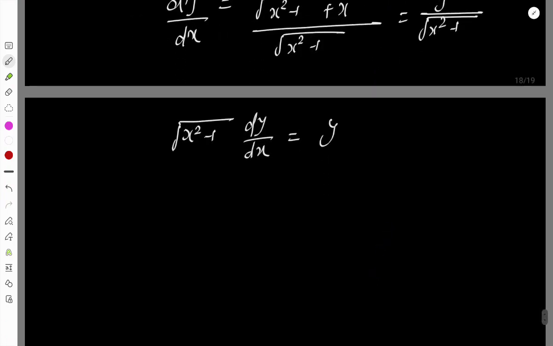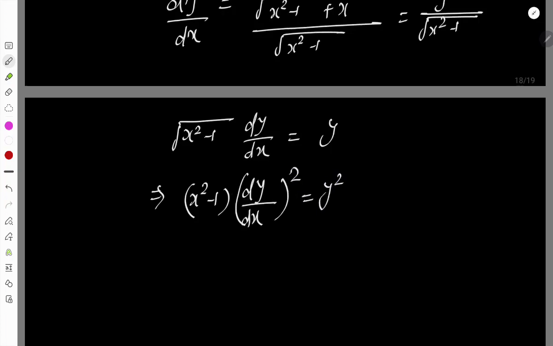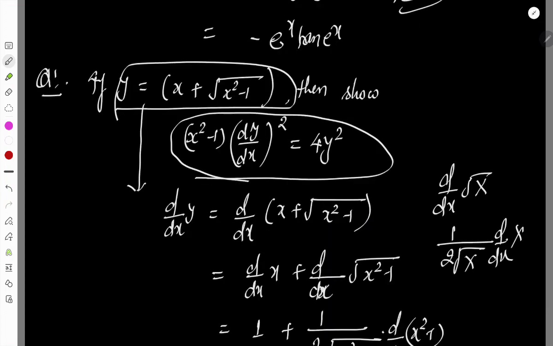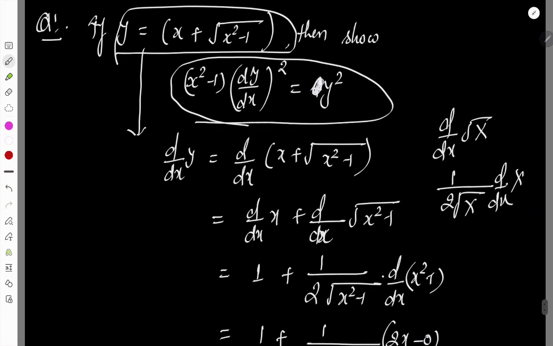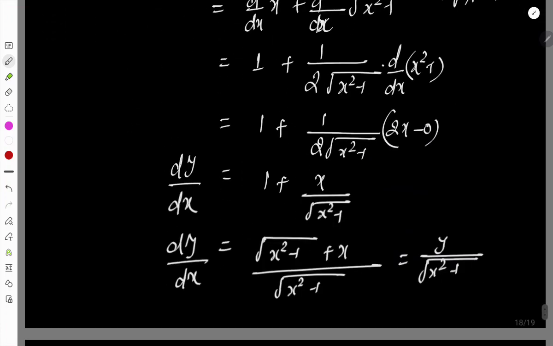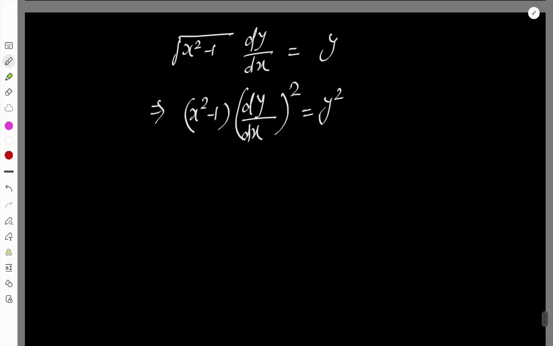Where is it? Let's see. Squaring both sides, so we'll get x square minus 1 dy by dx whole square is equal to y square. Somewhere we are just missing 2. Okay, for this question it is all okay. Now here it should be y square for this question. If it is whole square, then here it will come like 4y square. Okay, you can check that one, no problem. This is okay only. So now for the next problem, we'll see.